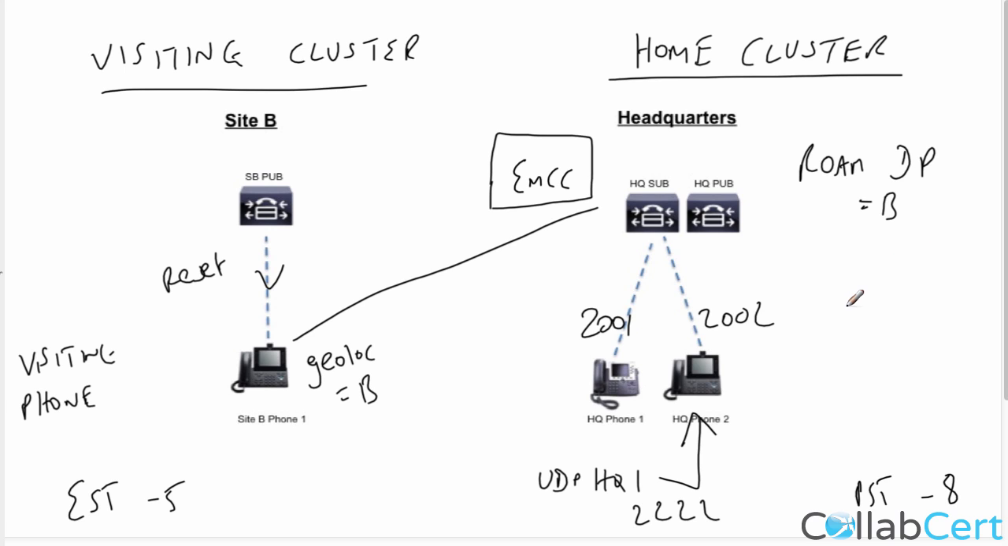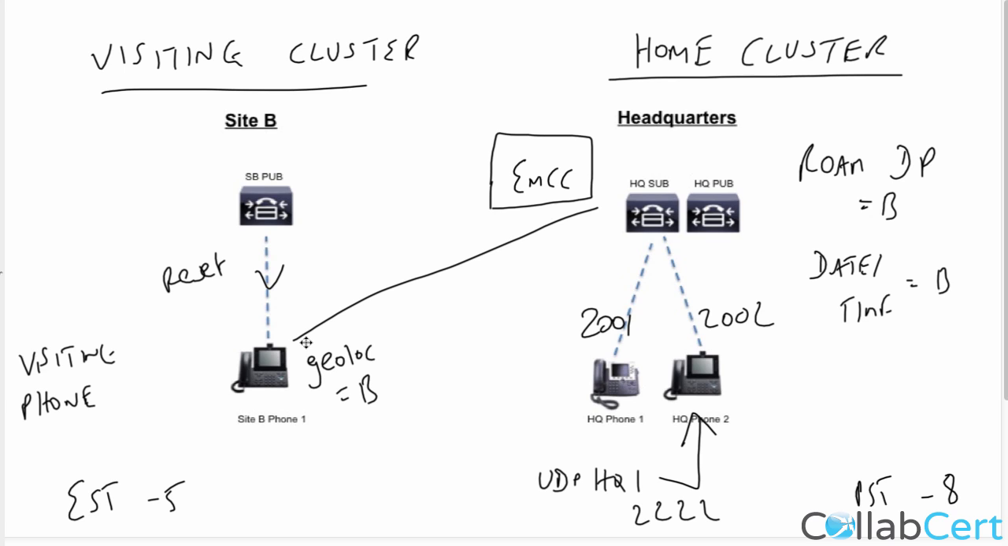And I'm just really focusing on something very simple, which is the time. And I'm going to have date time group equal to B, which is going to be the Eastern Standard Time. So the geolocation will be used when the phone is registering to the home cluster. It will be used by the home cluster to determine where is the location of the visiting phone, and then we can attach or bind a device pool to that phone.